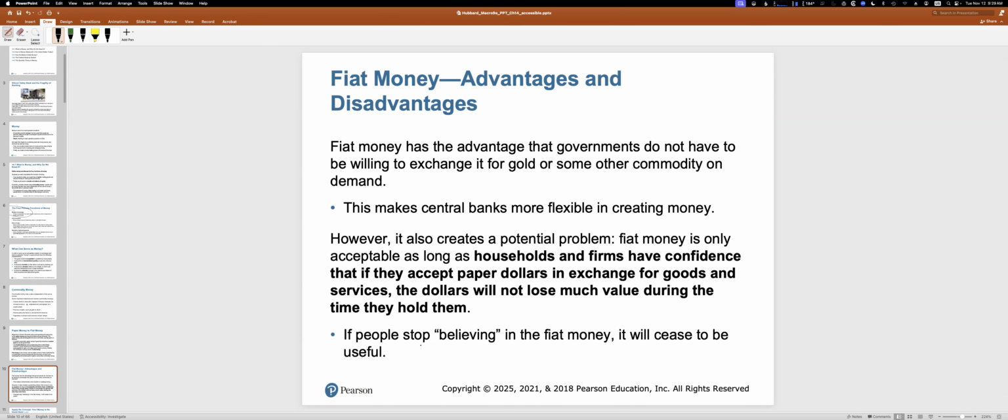The problem of fiat money is that, yes, you can expand it, reduce it, as central banks see fit. But the problem is that people have to believe that it's going to have value. As it says here in bold, they have to have confidence that if they accept the dollars, it will not lose much value. And this becomes incredibly important in the past 2 years, actually.